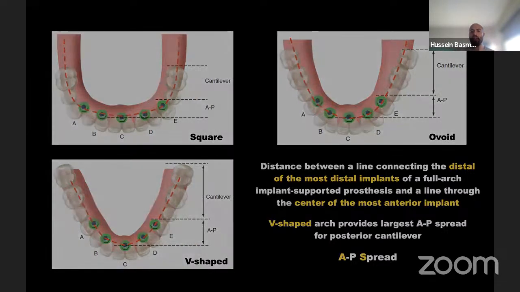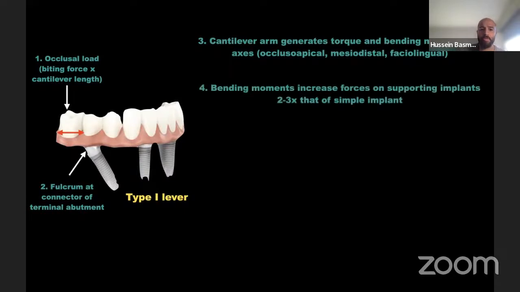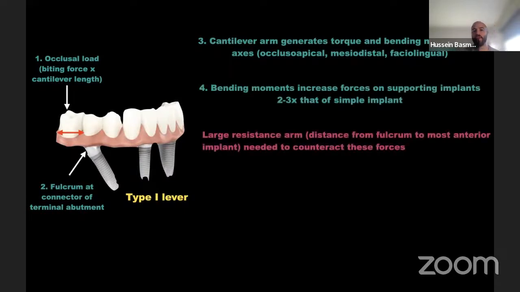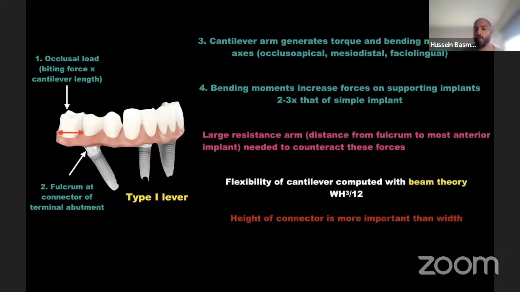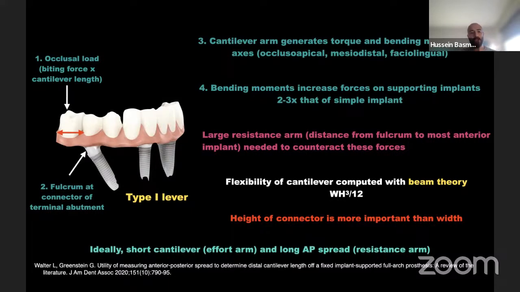So the AP spread has to be thought about from the beginning, because if we have a smaller AP spread, that could lead to some of the problems at this site that you see on the fulcrum of the connector of the terminal abutment, and that's where most of the fracture would really happen. So we have to understand that one of the best prostheses is whenever we have a maximum AP spread with a minimal amount of cantilever. That's going to reduce the forces and make us have a shorter cantilever.